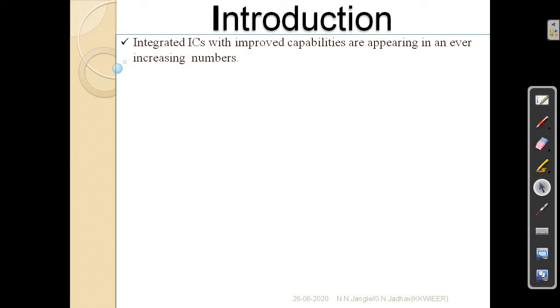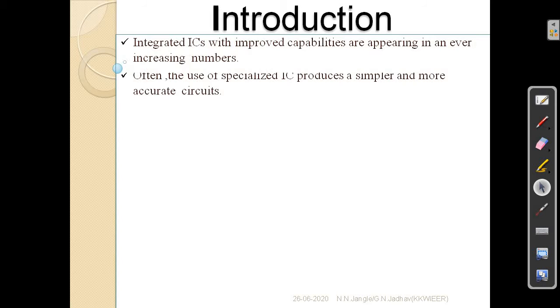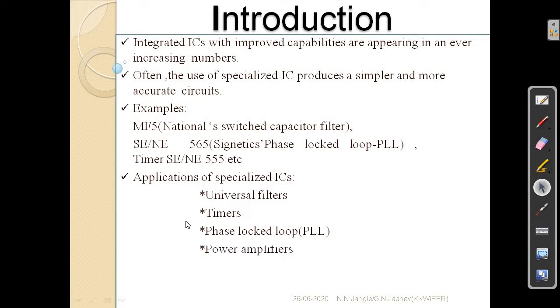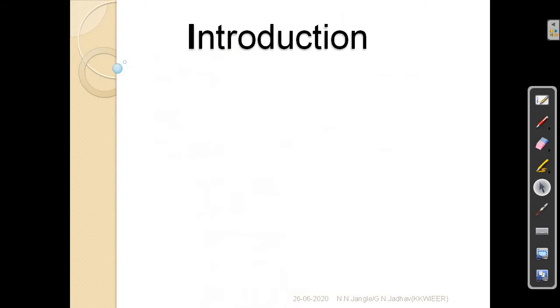Integrated ICs with improved capabilities are appearing in ever-increasing numbers. Often, the use of specialized IC produces simpler and more accurate circuits. For example, MF5, that is National Switch Capacitor Filters, SCNE 565, that is Signetics Phase Lock Loops, PLL, and Timer IC, IC555. Some applications of specialized ICs are universal filters, timers, phase lock loops, PLL, power amplifiers, voltage regulators, switching regulators, voltage references, and many more applications are there for this specialized IC. So let us begin with the IC voltage regulators.